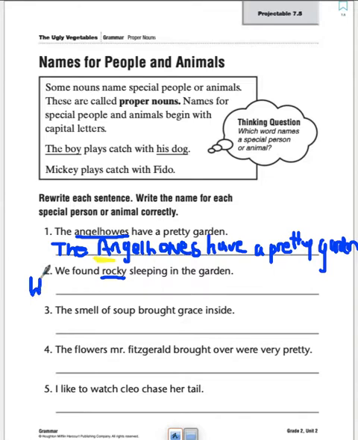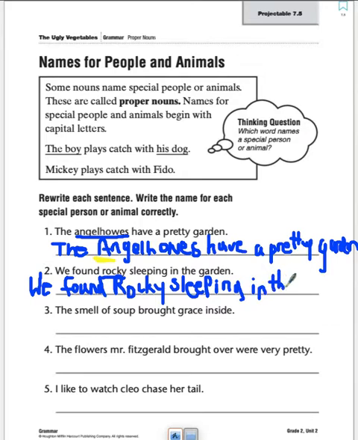So even though my sentence starts with a capital W, we're going to keep that. Now, when I rewrite the sentence, I want to make sure that I put a capital R for Rocky because that is the name of who they found sleeping in the garden. Again, I'm going to think that that was probably a dog. I guess it could be a cat sleeping in the garden, but I don't know if I would call my cat Rocky. So now I'm rewriting the sentence, we found Rocky sleeping in the garden, and I am using a capital R for Rocky because I want to show that that is my proper noun. My proper noun always starts with a capital letter no matter where it is in the sentence.